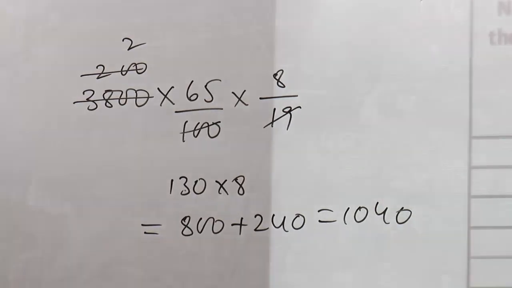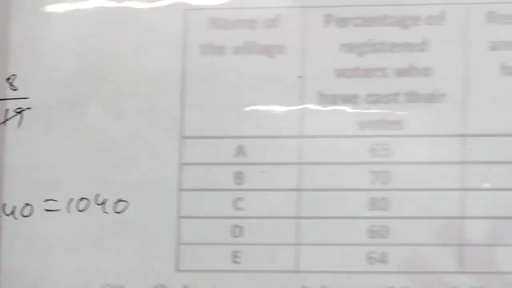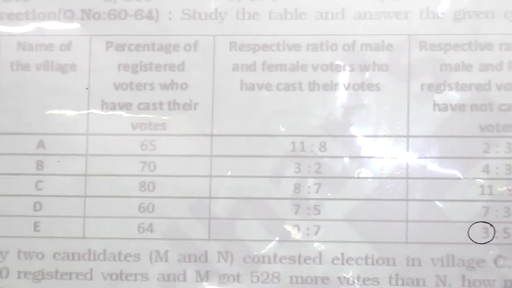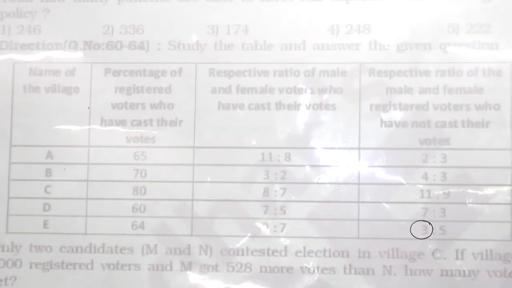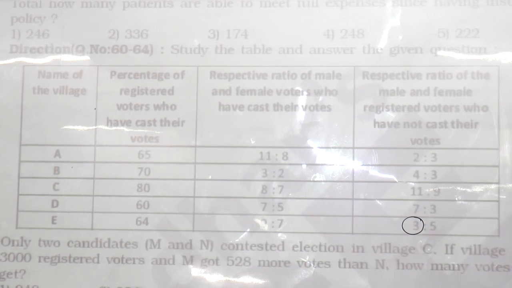Next, number of male registered voters who have casted their vote in village D is what percent more than the number of male registered voters who have not casted their votes in that village? Number of male registered voters who have casted their vote is what percent more than number of male registered voters who have not casted their vote in village D.